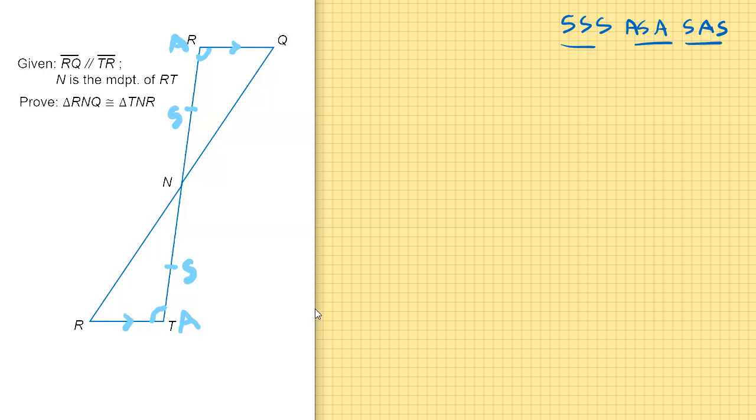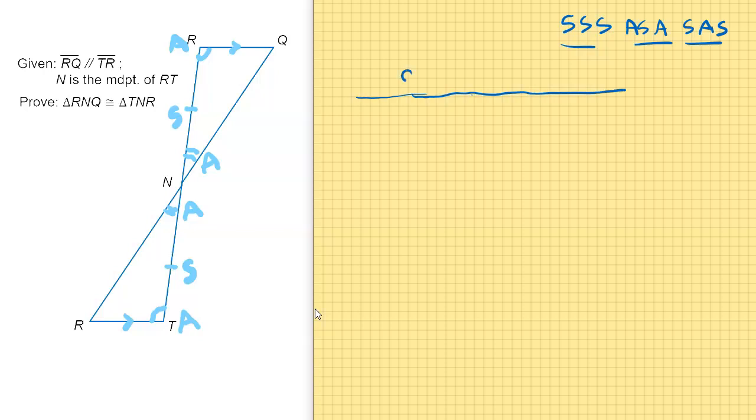And if you notice, angle RNQ, this angle right here, I'm going to put 2 marks there. It is a vertical angle with TNR. So now right off the bat, I know that angle RNQ is congruent to angle TNR because they're vertical angles. So I'm going to put an A here and then an A in this triangle. And you can see how everything's in order. We have ASA, angle, side, angle. And now we have everything we need to write out a 2-column proof. So let's write this out.